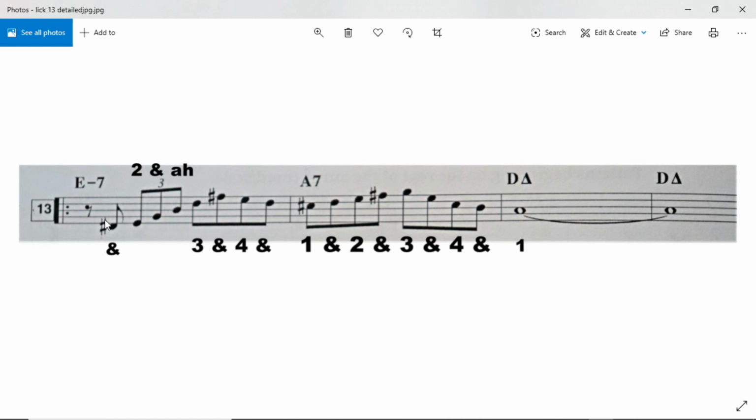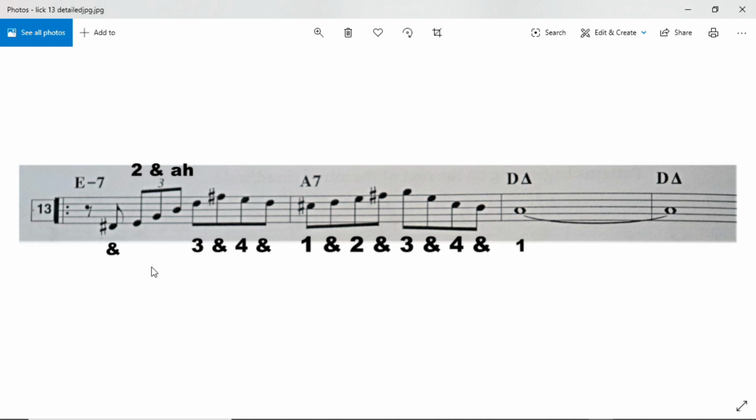So I'll try that again. Right now, I'm not going to use this eighth note anymore. I'm going to start this phrase on the 1 now. 1, 2, 3, 4, 1 and a 2 and a 3 and a 4 and a 1 and a 2 and a 3 and a 4 and a 1.